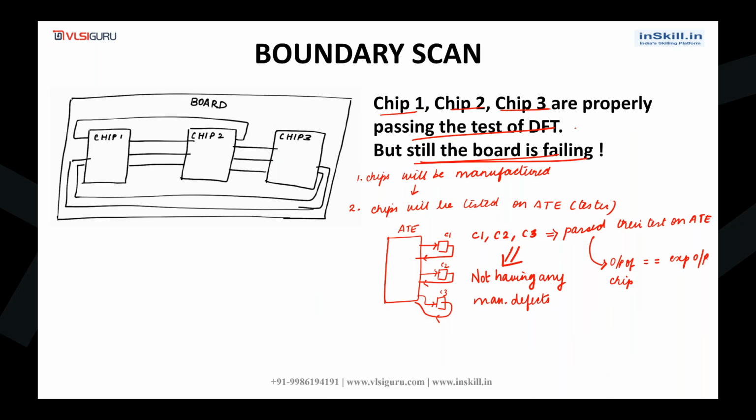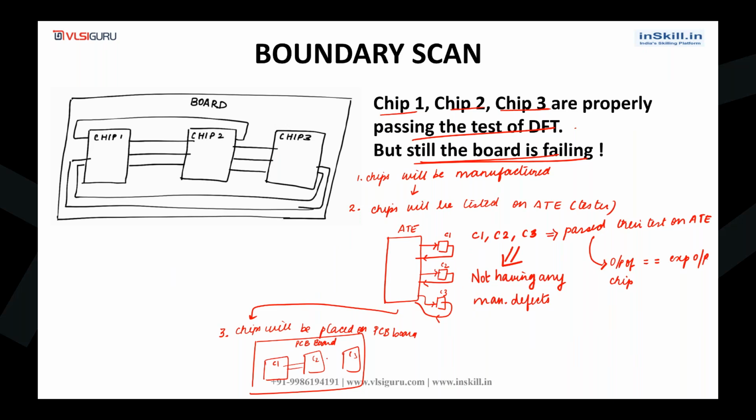And after this, chips will be placed on the board, the PCB board. This is your PCB board, with chip 1, chip 2, chip 3, and then the interconnections between the chips will be formed like this.